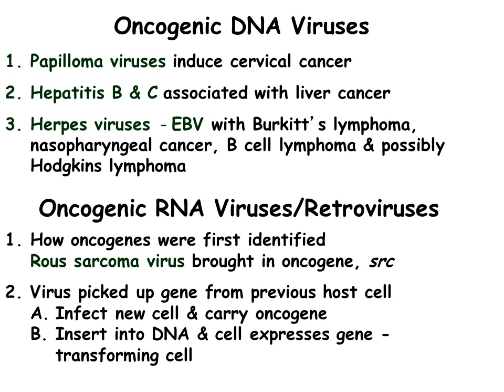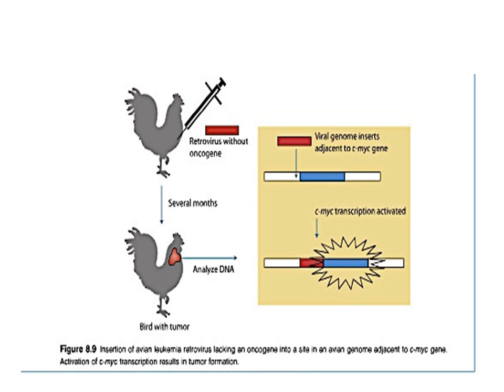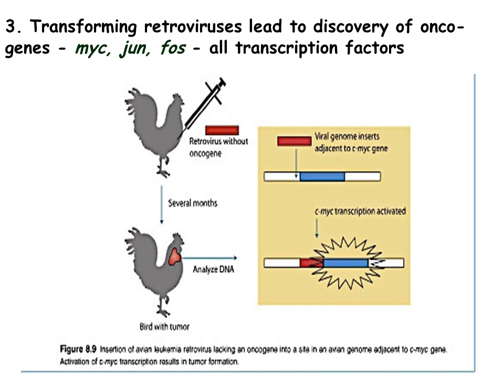Anyway, a virus can pick up a gene from a previous host cell and then infect a new cell and carry it in and lead to transformation. And so here is a picture of the transforming retrovirus that I talked about, the Rous sarcoma virus. It would come in with the oncogene, and then you've got a bird with a tumor. And you typically can't sell them very well after that.